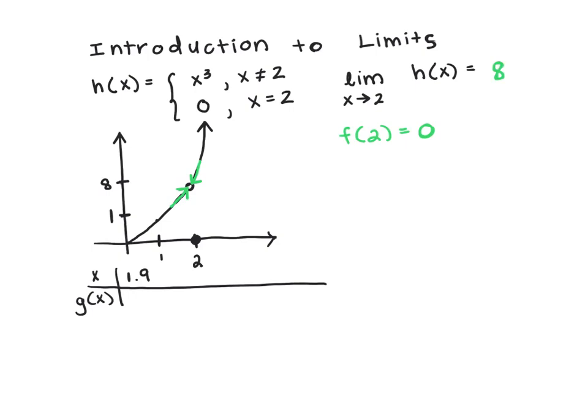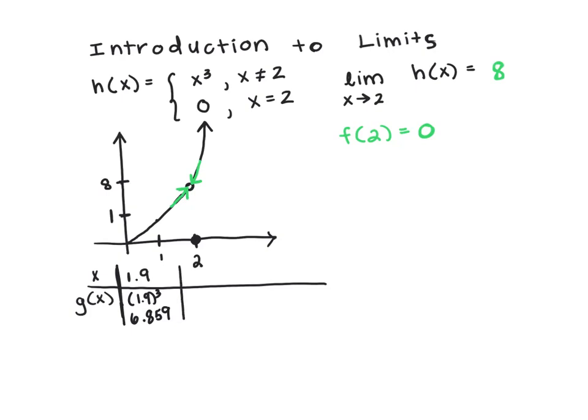Well, if we go back to the definition of our piecewise function, we see that anywhere x is not equal to 2, the value of my function is x cubed. Well, here x is not equal to 2, so the value of my function must be 1.9 cubed, which if you plug that into your calculator, you get 6.859.